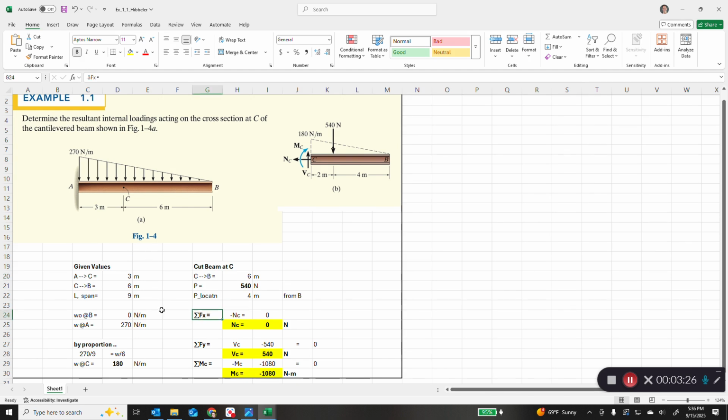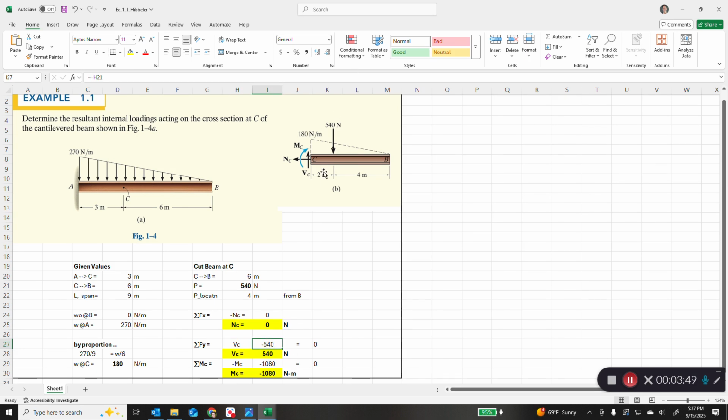The sum of the forces in the x direction, we look at the free body diagram in figure B here on the upper right. It's just like minus N sub C is equal to 0. So that means N sub C is equal to 0 newtons. There's no normal force.